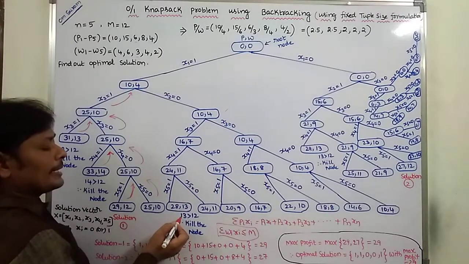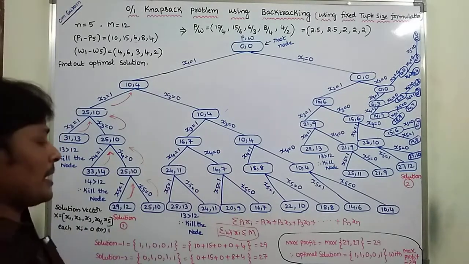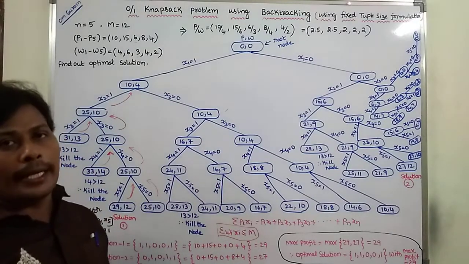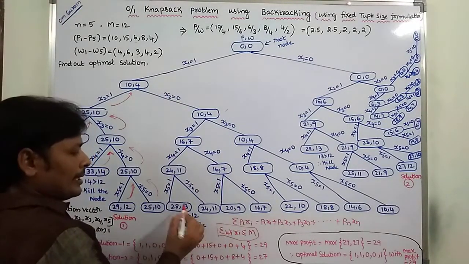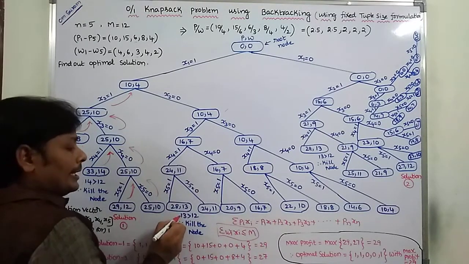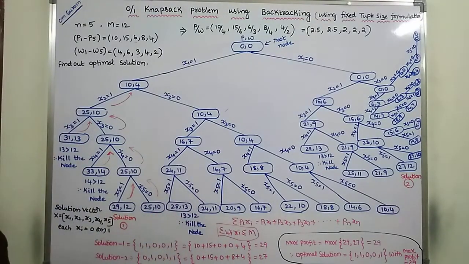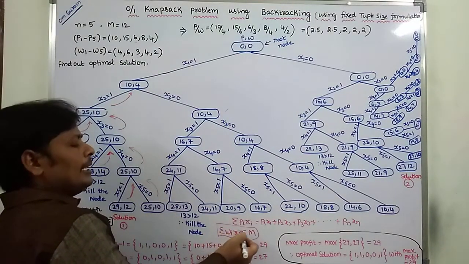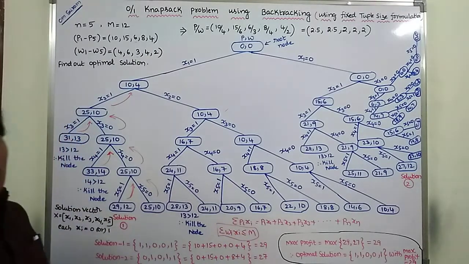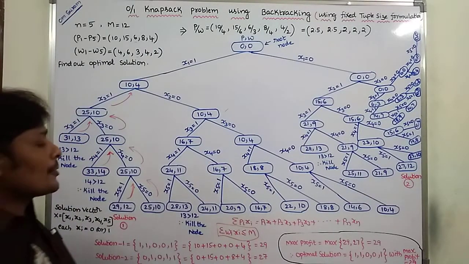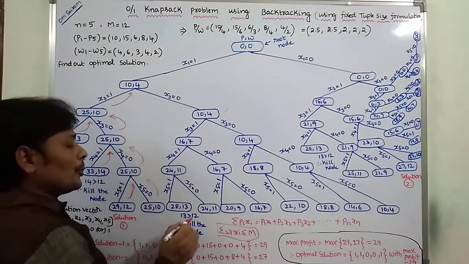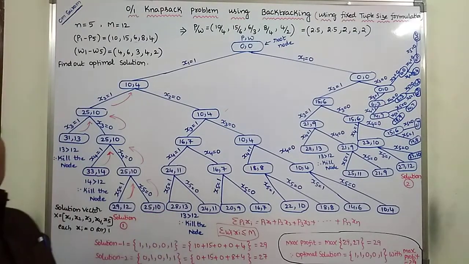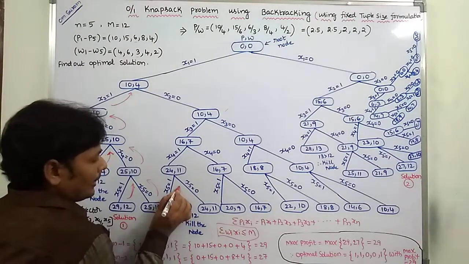So 13 is greater than the capacity of the knapsack, so it violates the property sigma wixi less than or equal to m. This value is 13 and this value is 12. 13 is greater than 12. So it violates the property. 13 less than or equal to 12 is false. So we apply the bounding function and we have to kill that node. There is no possibility for extending that node. Again we have to backtrack.